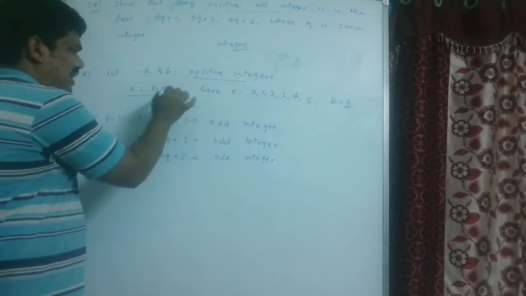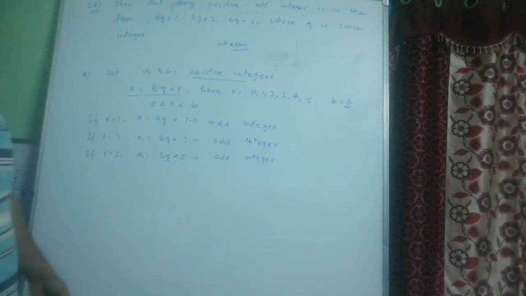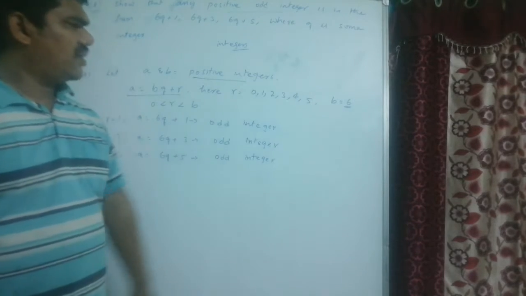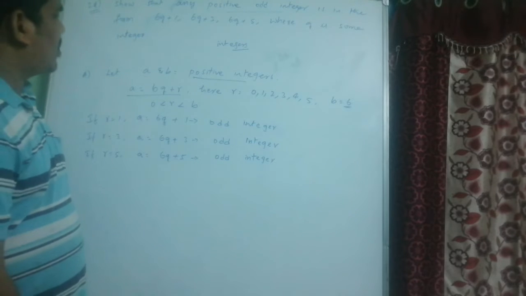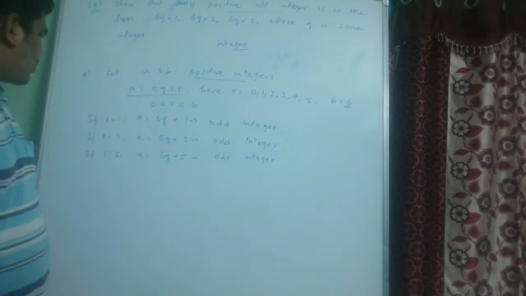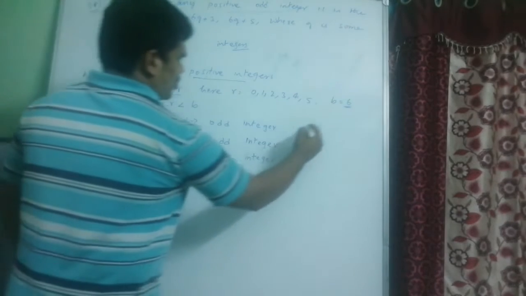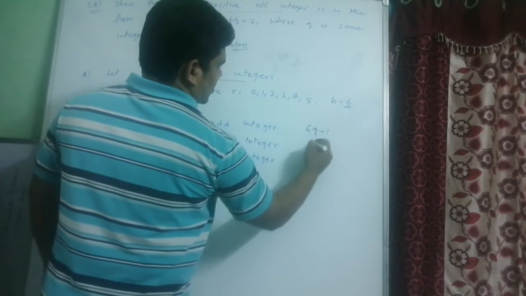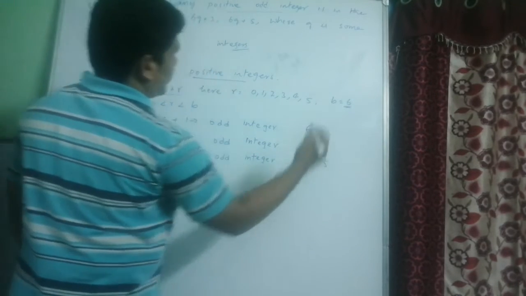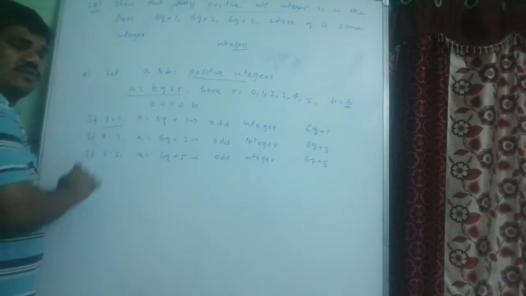So this is the Euclid division algorithm method, A equal to BQ plus R, where for R we have to take 0, 1, 2, 3, 4, 5, anything. According to the question, B you have to imagine as 6. In the question they ask about 6q plus 1, 6q plus 3, 6q plus 5, where q is some integer.